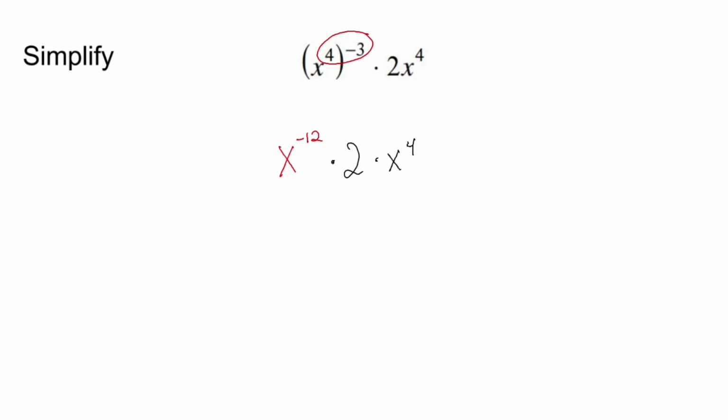Now when I see these guys, what I like to do is group things next to each other. So 2 is kind of on an island all by itself. And then I'll move the x's next to each other. So I have 2 times x to the negative 12 times x to the fourth.